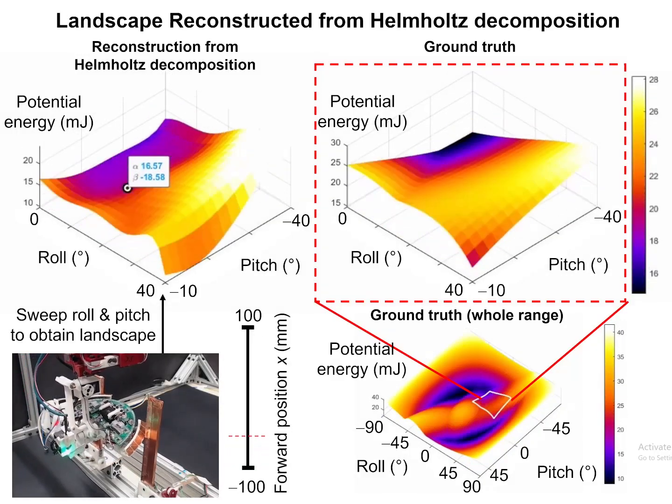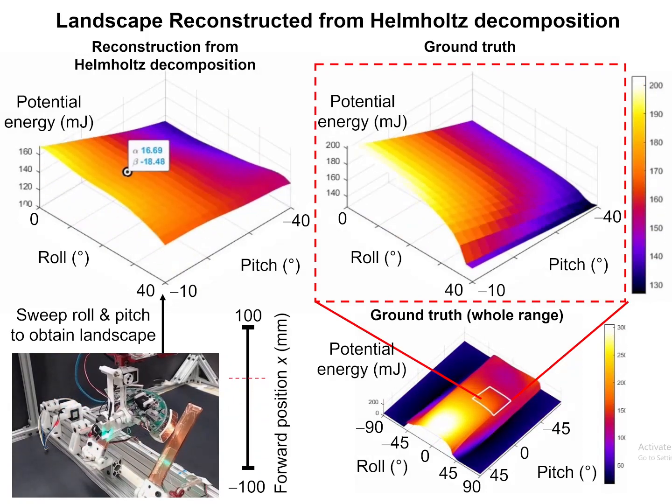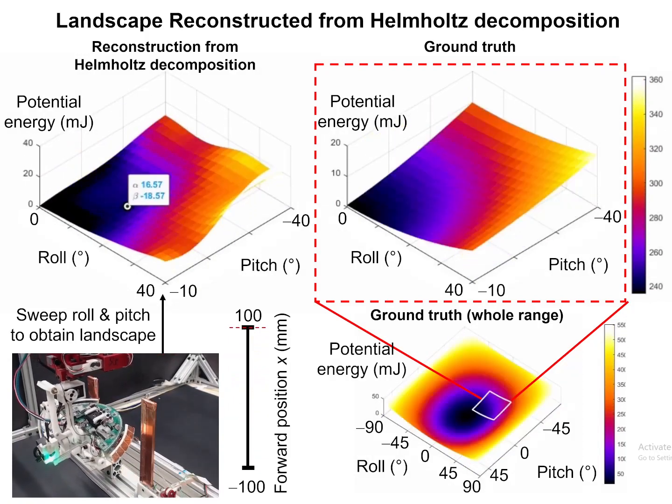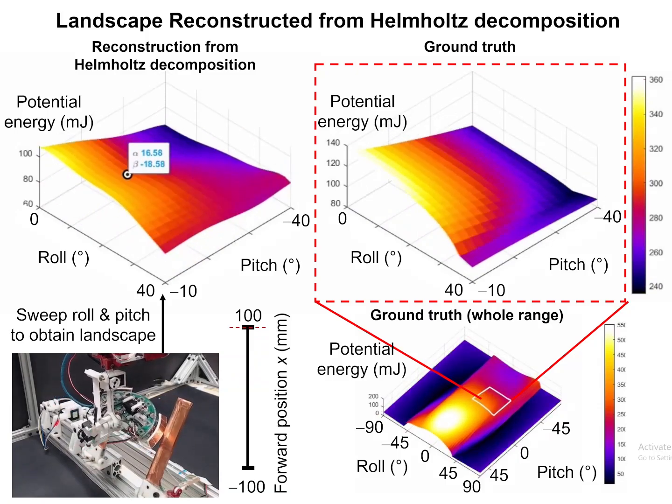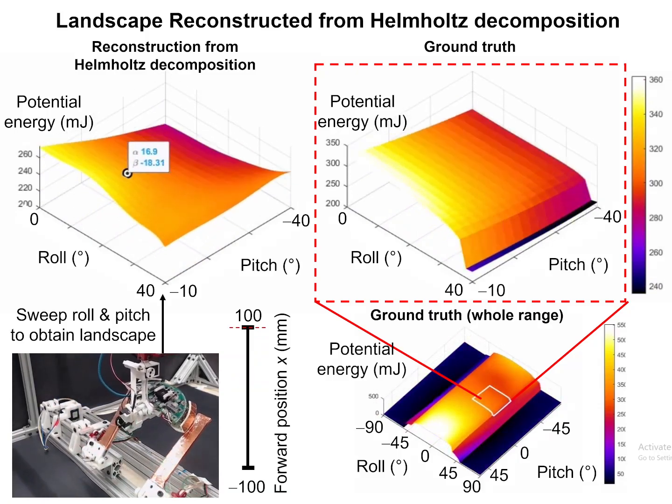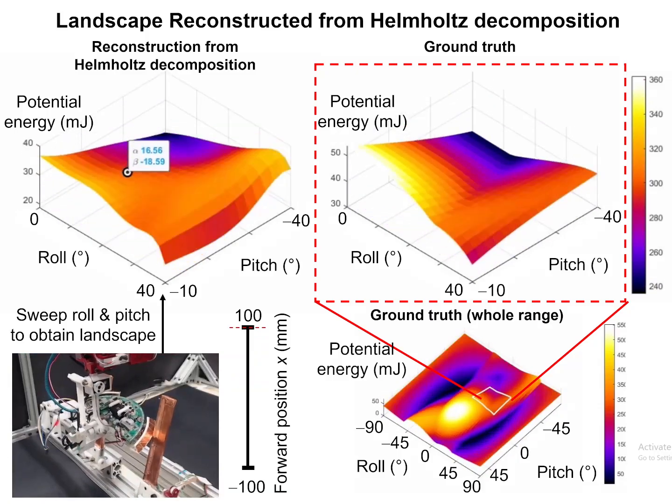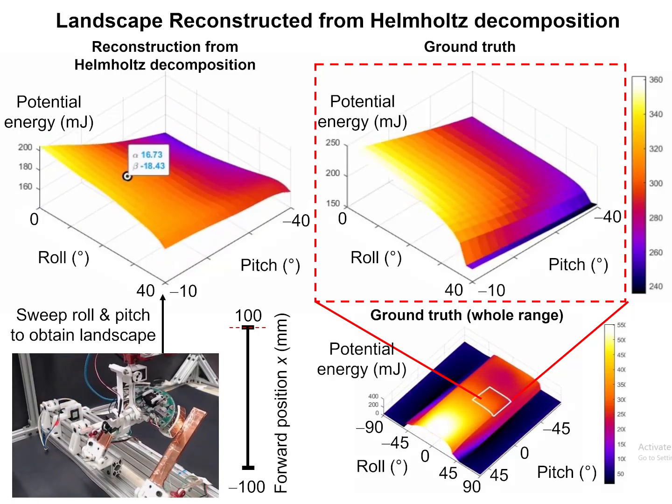Here we show the potential energy landscape we reconstructed from the Helmholtz decomposition and compare it with the ground truth. It shows that we can reproduce the shape of the landscape that matches the ground truth quite well.